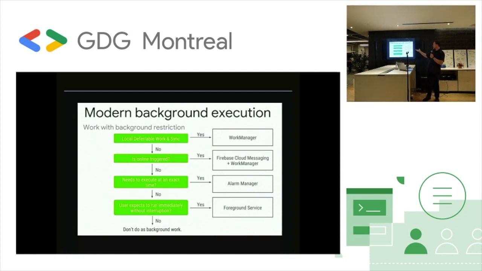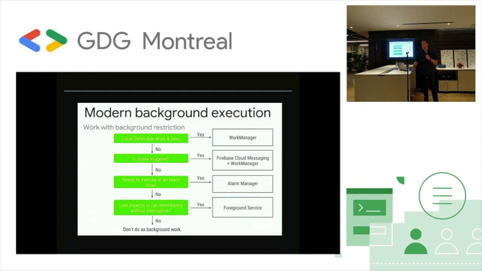So the next decision tree was, does it need to execute at an exact time? Alarm Manager, like we were using. And the final one, if the user expects it to run immediately without interruption and guaranteed to go to completion, you're going to want to use a foreground service. And if you're saying no to every one of these questions, then perhaps background processing isn't what you want to do, and you should just do it within your app itself.